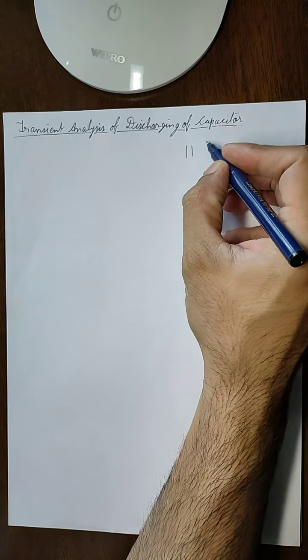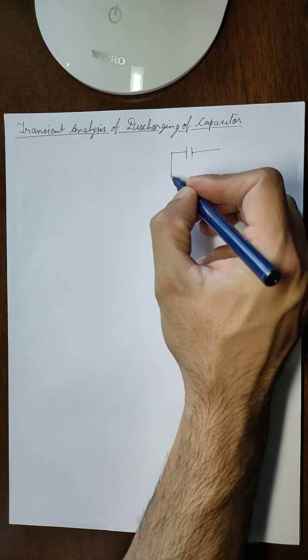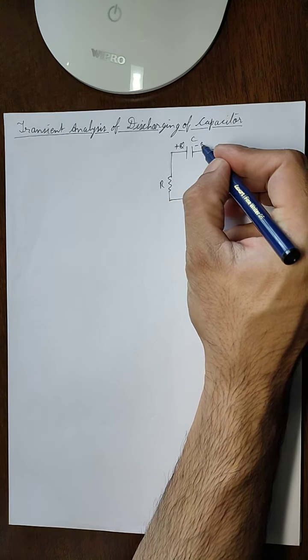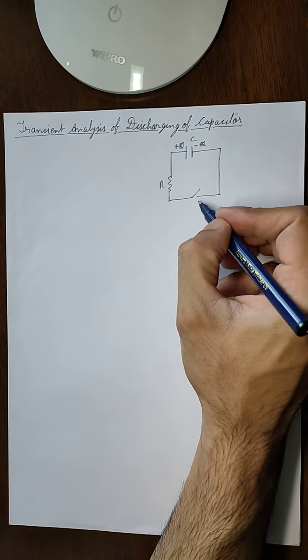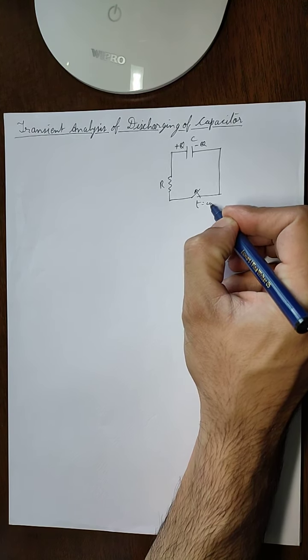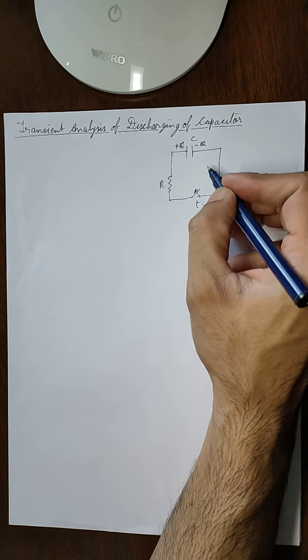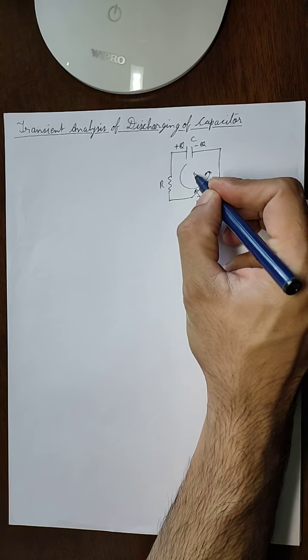Now let us analyze the discharging of a capacitor. In the last video we studied that if a charged capacitor is connected across a resistor via a switch, with charges plus Q and minus Q, and when the switch is closed at t equals 0, because of the charge on the capacitor, a current will start flowing in the circuit and the capacitor will start getting discharged across R.